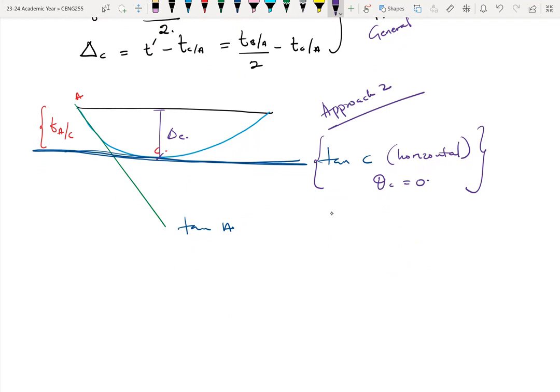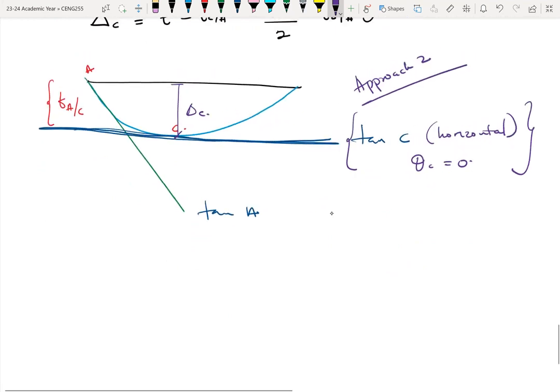That the tangent is horizontal. We are fully aware that the tangent is horizontal. The slope is 0, so that gives us a horizontal tangent. And for that reason, we can say that TAC is the same as delta C. So it means that if I find the vertical deviation of point A with respect to the tangent drawn from C, then that becomes delta C. In this case, delta C is the same as the maximum deflection delta max.